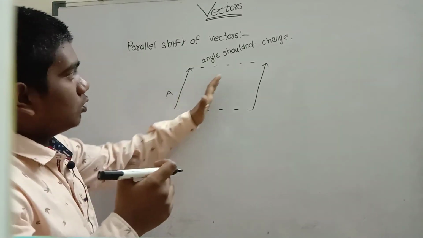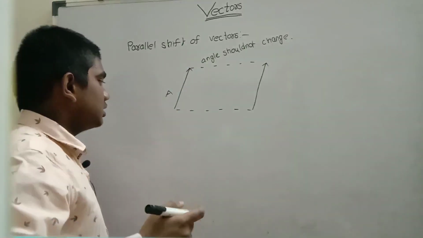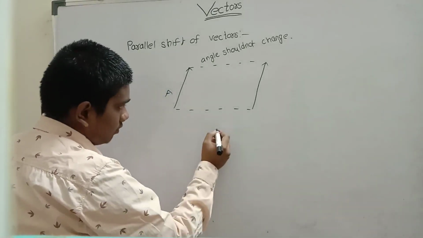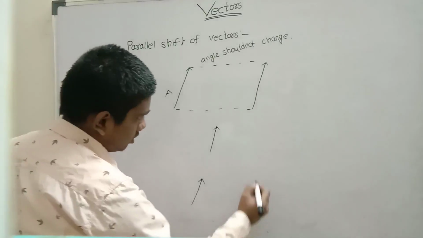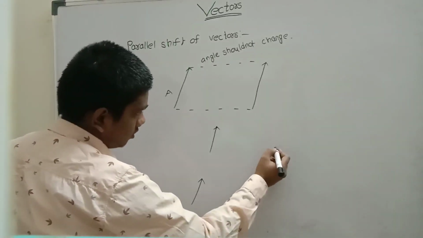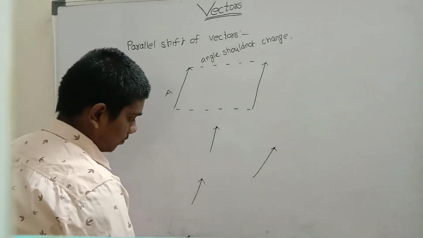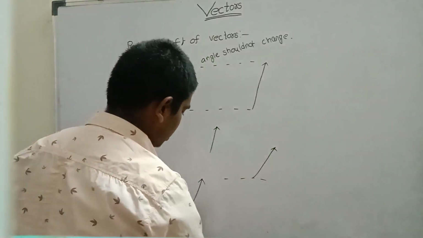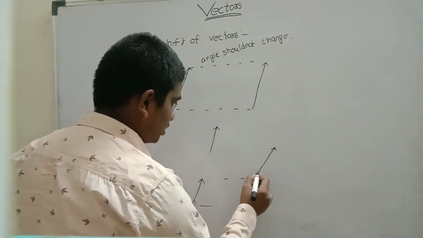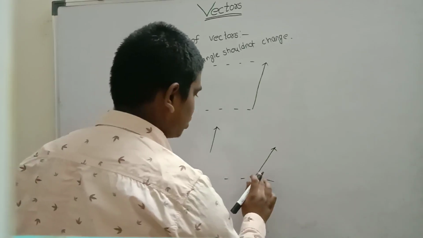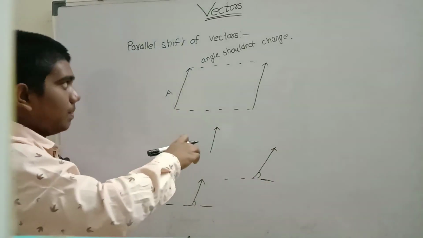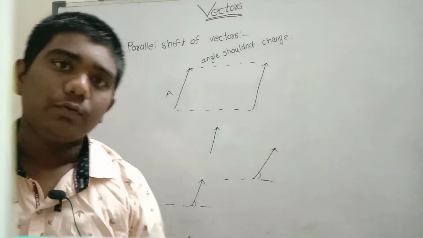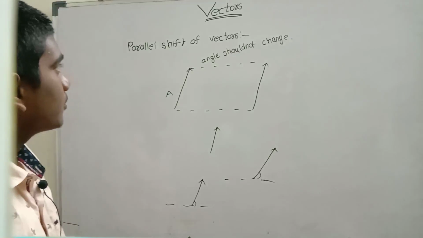We can't only shift to the left or right. We can shift it to, let us take it here. We can draw here, here, here. But the angle should not change. Draw a horizontal line here. This and this must be the same angle. This is called parallel shifting of vectors. Now we will see how to find the angle between two vectors.